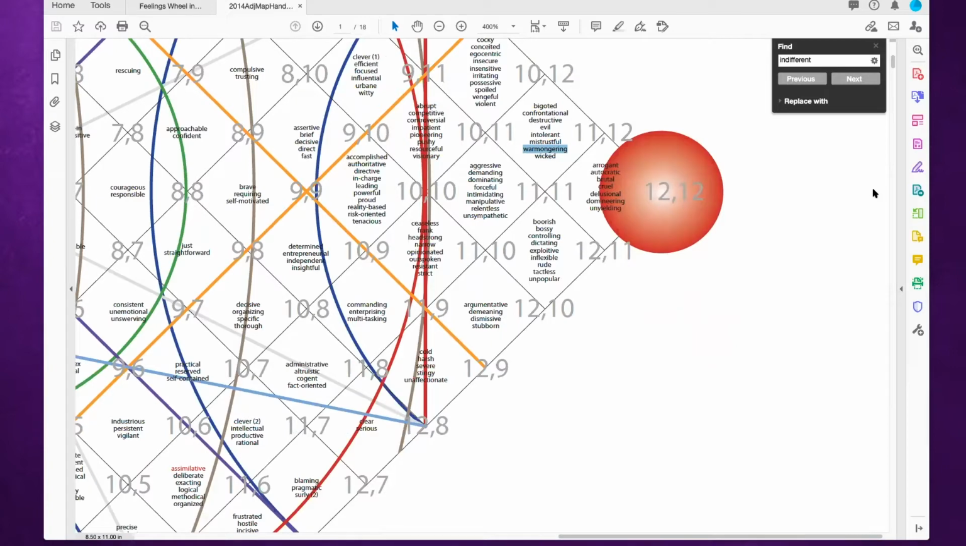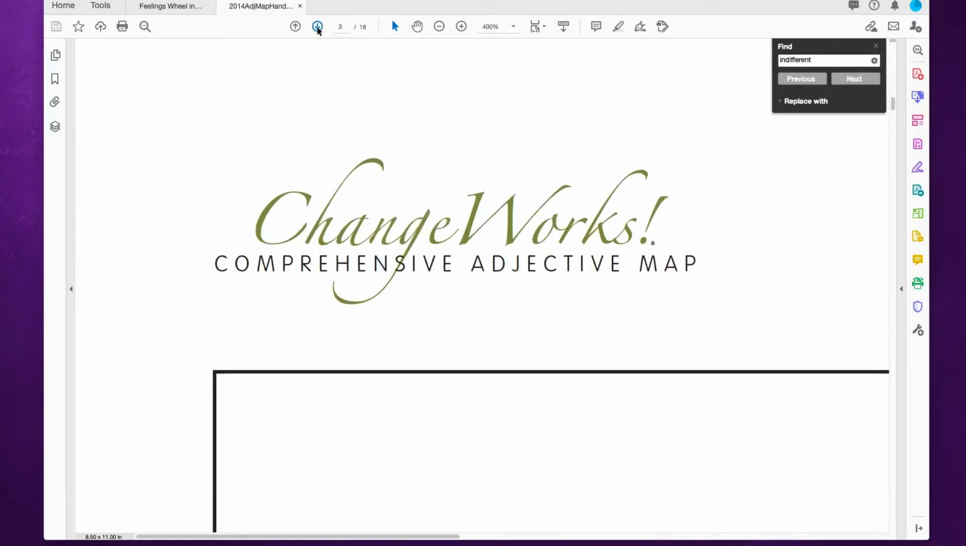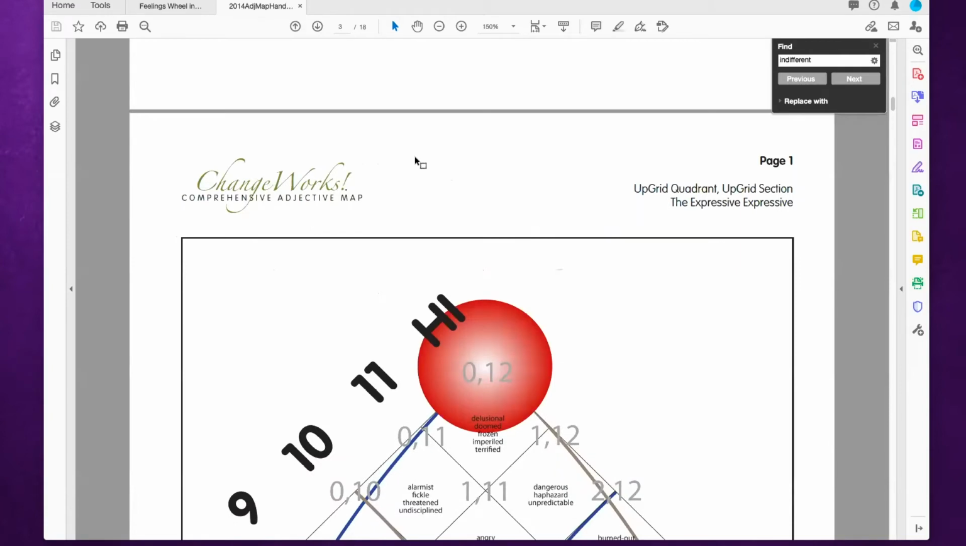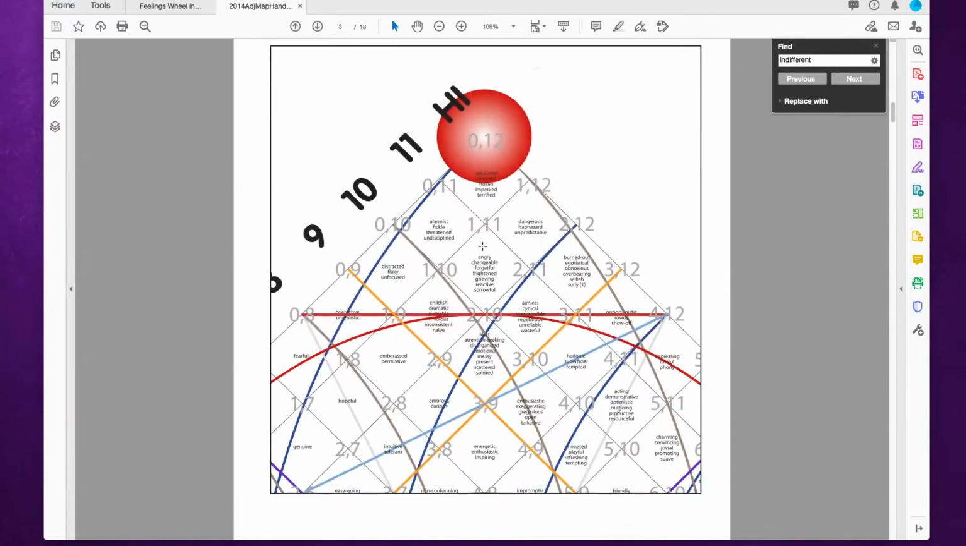But if we scrolled through this handout, oh wait, what am I doing? I guess I should click here. You go to the other pages in the handout, and I've got to make it smaller so you can at least see what I'm showing. What we did was we went in, zoomed in, and took some screenshots of the adjective map.